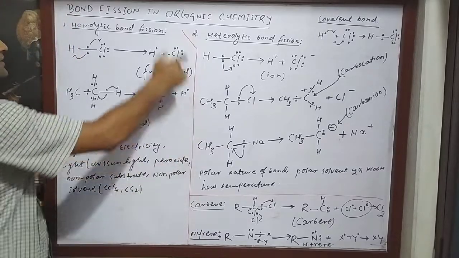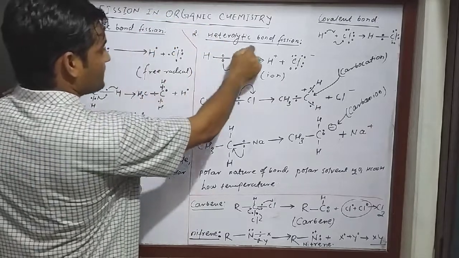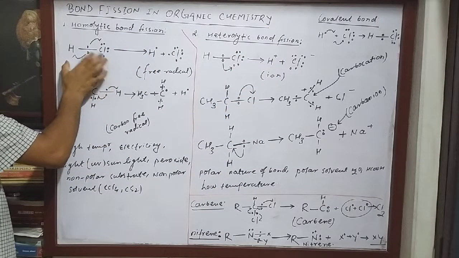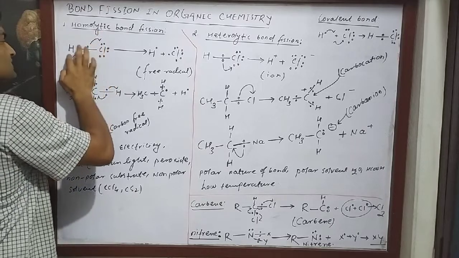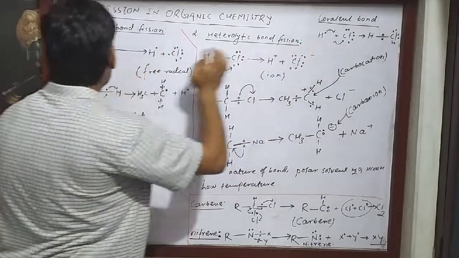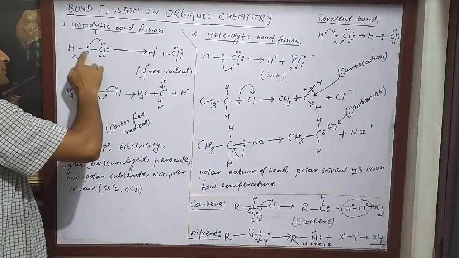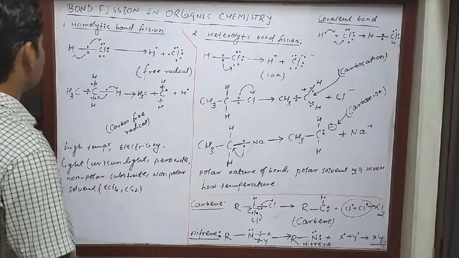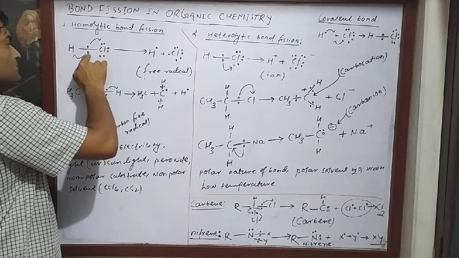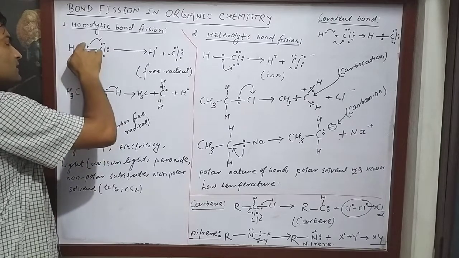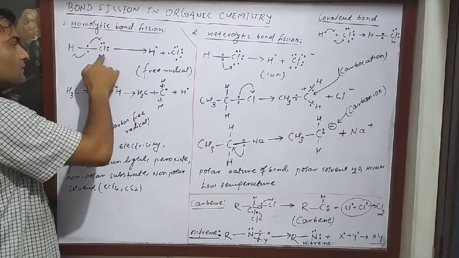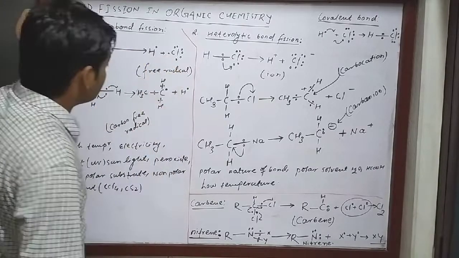In organic chemistry there are two types of bond fission: homolytic bond fission and heterolytic bond fission. Suppose we take the HCl molecule. In between it there is 1 pair of electrons, where 1 electron is obtained from the hydrogen atom and the other electron is obtained from chlorine. And what is homolytic bond fission? When, in the shared pair, 1 electron shifts towards hydrogen and the other electron shifts towards chlorine in the cleavage of the bond between hydrogen and chlorine, this is called homolytic bond fission.